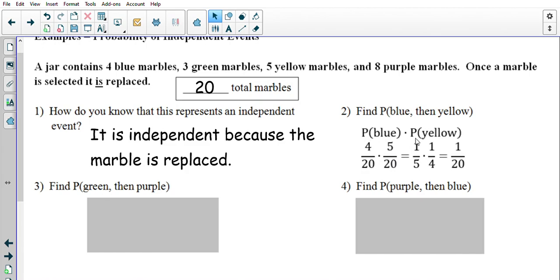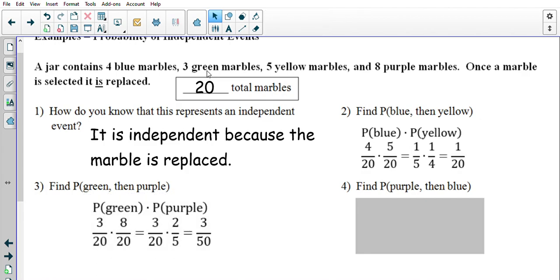4/20 reduces to 1/5, 5/20 reduces to 1/4. Multiply straight across to get a final answer of 1/20. Again, just find the probability of each event, multiply them. So number 3, find the probability of green, then purple. So the probability of selecting a green marble is 3/20. Purple is 8/20. I did reduce 8/20 to 2/5. Multiply straight across, you will get 3/50. And it is reduced. If you ended up getting 6/100, that reduces to 3/50.